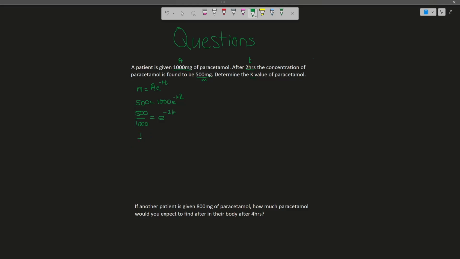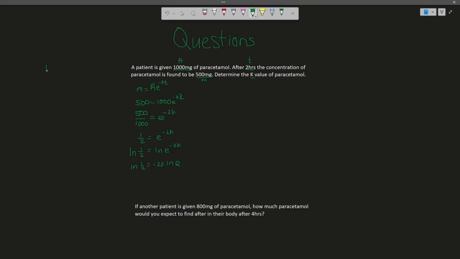This can be simplified to 1/2 equals e to the power of negative 2k. Now we can apply natural logs to both sides of the equation. As we apply it to both sides of the equation, it is still the same. So ln 1/2 equals ln e negative 2k. As we know with our log laws, we can then take this power and put it out the front. So ln 1/2 is equal to negative 2k times ln e.